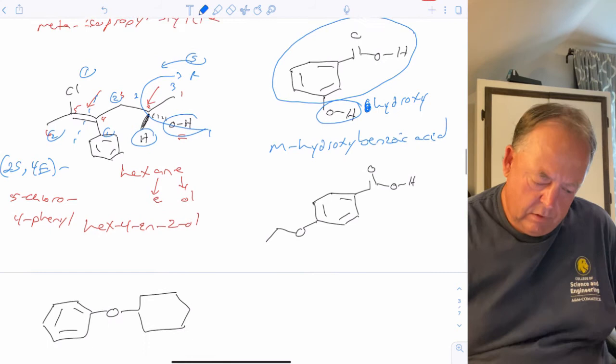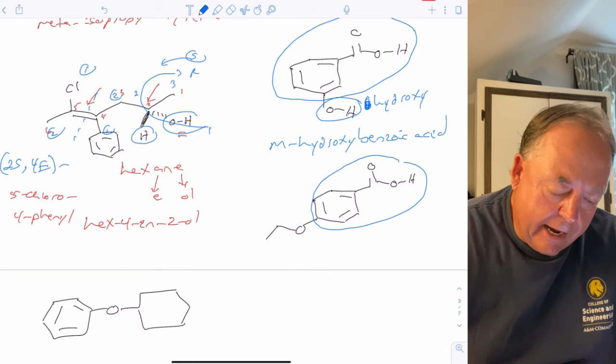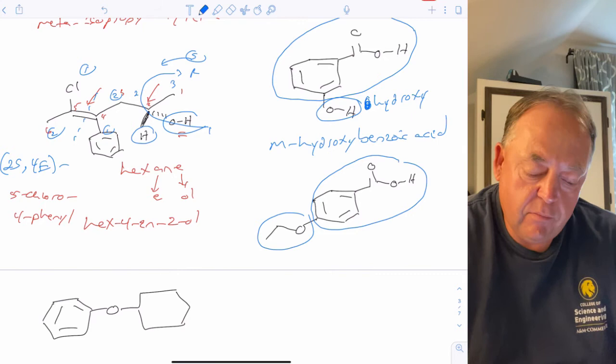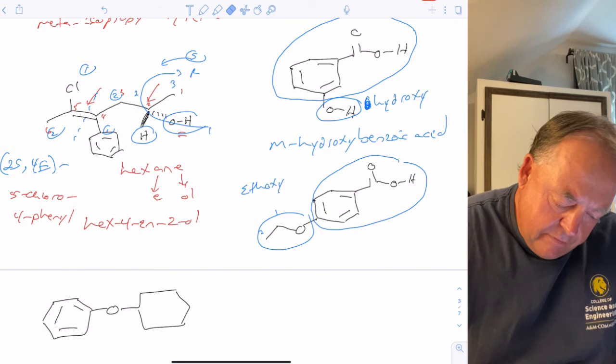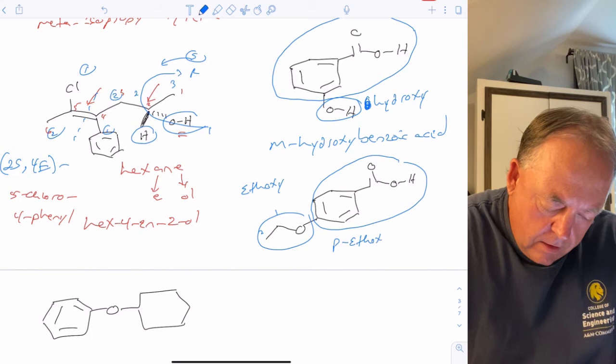Okay, so I threw this one in. That would be the highest priority functional group, the carboxylic acid. I threw this in to see if you remember what to do with ethers when they don't have priority. So that would be a 2-carbon chain ether, so that would be ethoxy. So here you have p or para or 4-ethoxybenzoic acid.